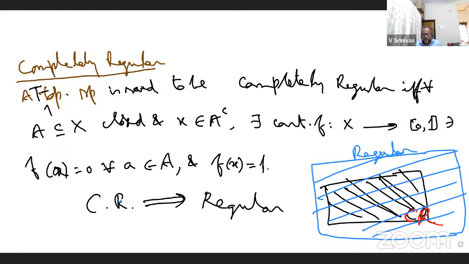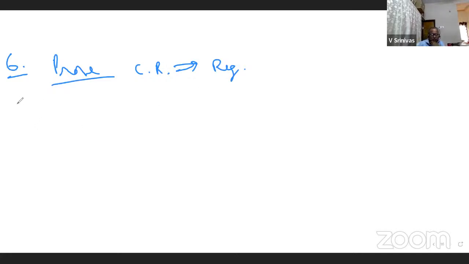Okay, let us prove this. The question from the 2019 paper is: define regular and completely regular spaces. Prove that every completely regular space is regular. This is question 6. Prove that complete regularity implies regularity. You have to define and prove. The proof is very simple.